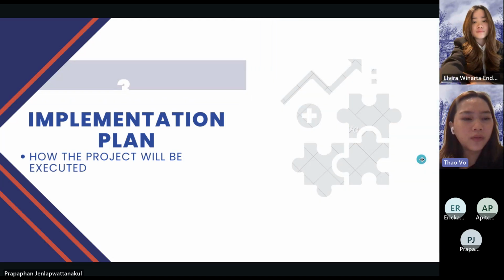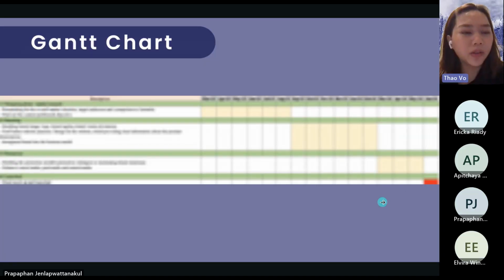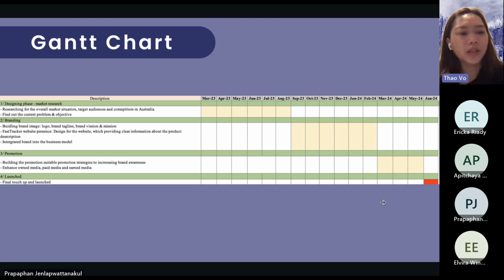Thank you. For the implementation, which is the timeline for FastTracker, the timeline will be divided into 4 phases, which include the designing phase, market research, branding, promotion, and launch. Firstly, in the designing phase, the market research will take 4 to 6 months to research the Australian market, target customers, as well as the market competition. And then we will find out the current problem and the objective for FastTracker and industry partner.